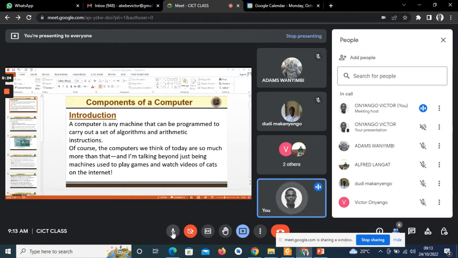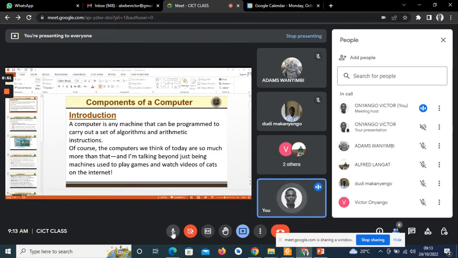Now, today we are going to handle a new topic that is components of a computer, and we'll have a very short time to discuss this briefly. Therefore, our objectives of the day for this lesson. In this class, we are going to specifically look into the components of a computer.